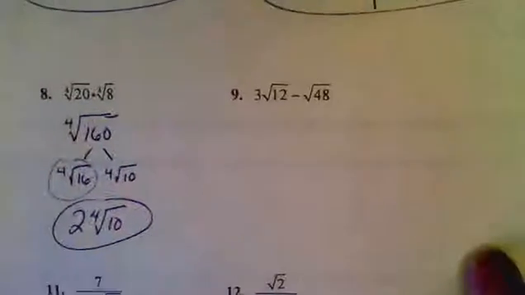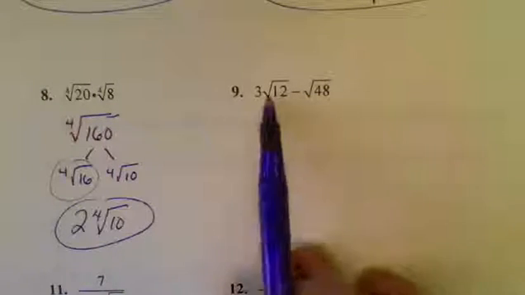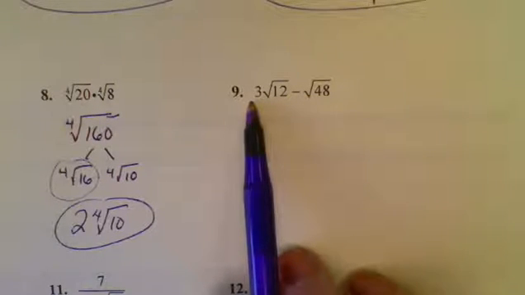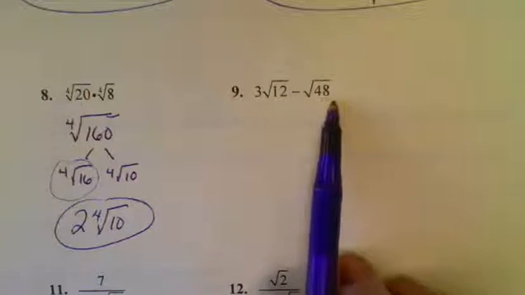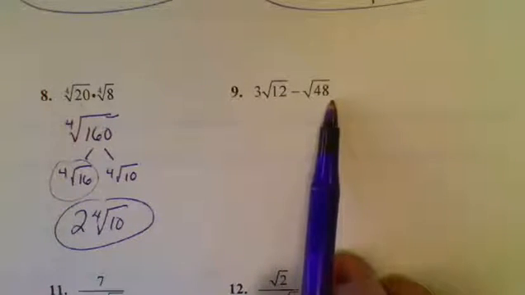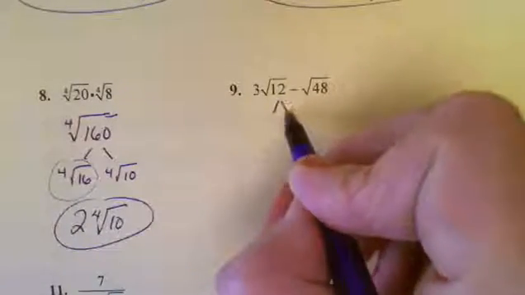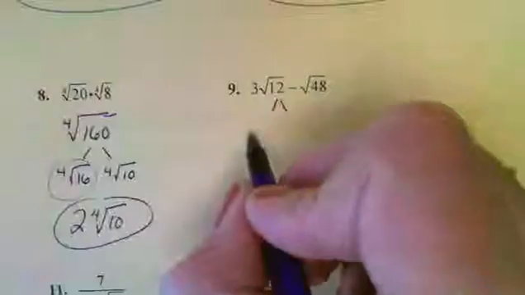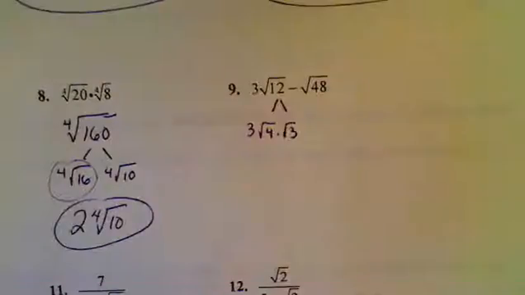All right, now 9's a little different because 9 does have a minus sign. So now I can't put those together unless they're like terms. So if I had 3 square root 12s minus 1 square root 12s, I could do that. So when I look at this, I want to simplify. So when I think about 12, what perfect square can I break 12 up into? Well, I can break it up into the square root of 4 and the square root of 3.